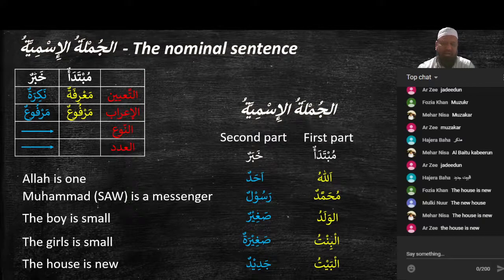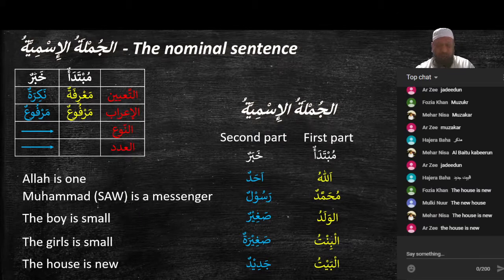For example, you cannot say al-bintu waladun, because waladun is not information. Waladun is a solid ism. Yeah? So we need some kind of information that is not a solid ism, like the words we're having here: ahadun, rasulun, saghirun, kabirun, jadidun. Okay.